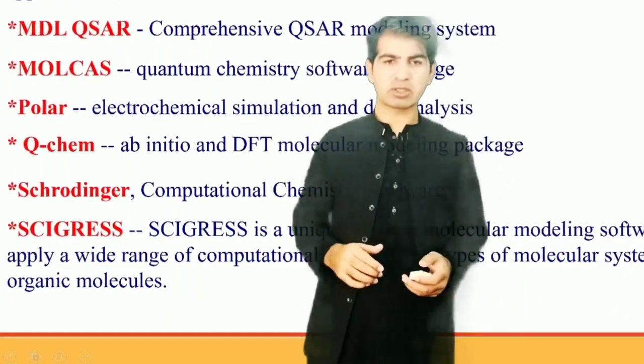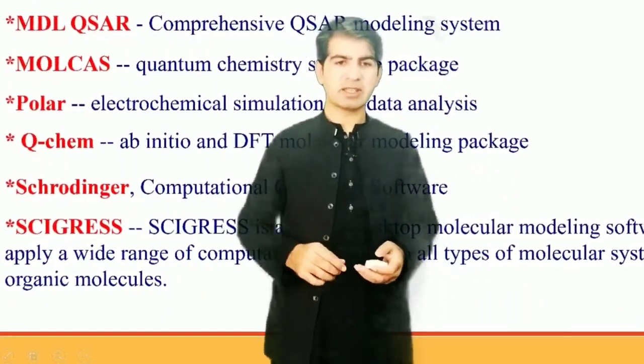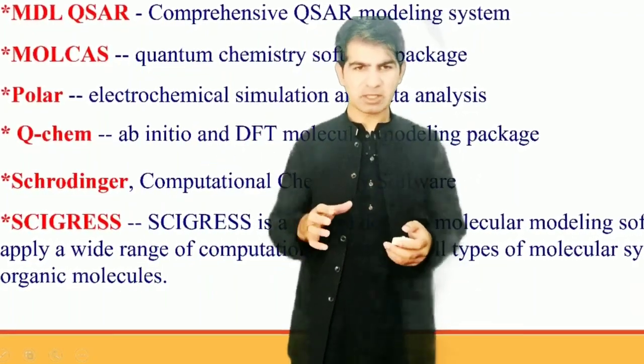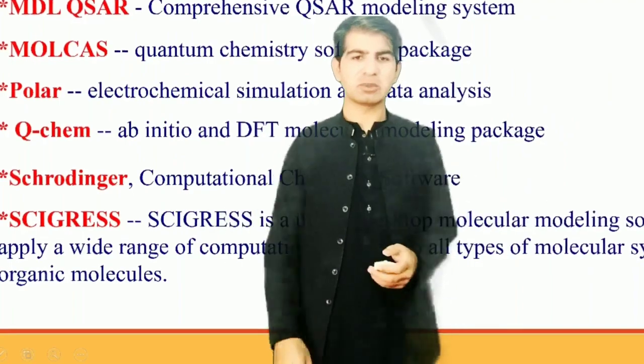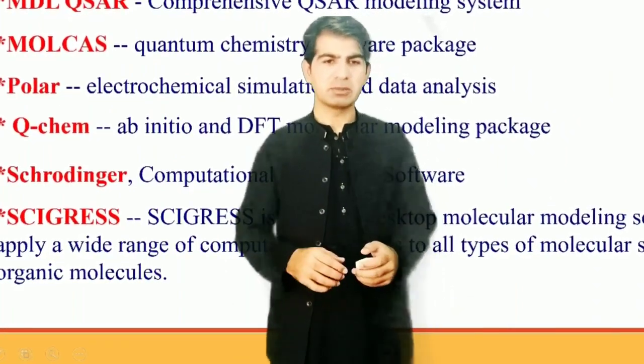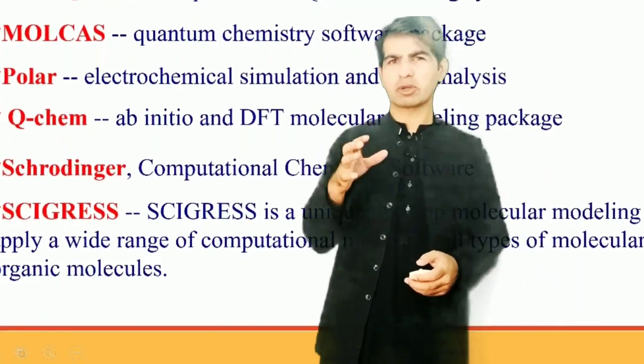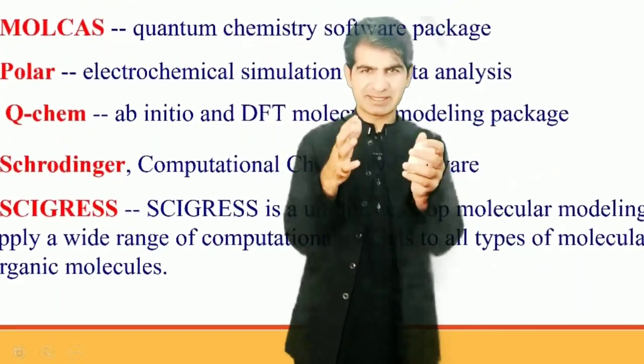Schrodinger is there, which is computational chemistry software. SIGRIS is there. SIGRIS is a unique desktop molecular modeling software package that can apply a wide range of computational models in all types of molecular systems, from small organic molecules to bigger ones. These are some of the software I told you. It is not important that only these software are present.